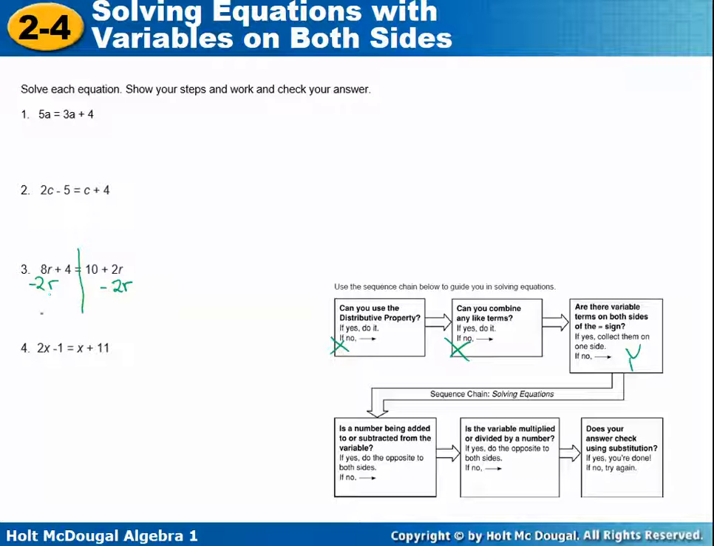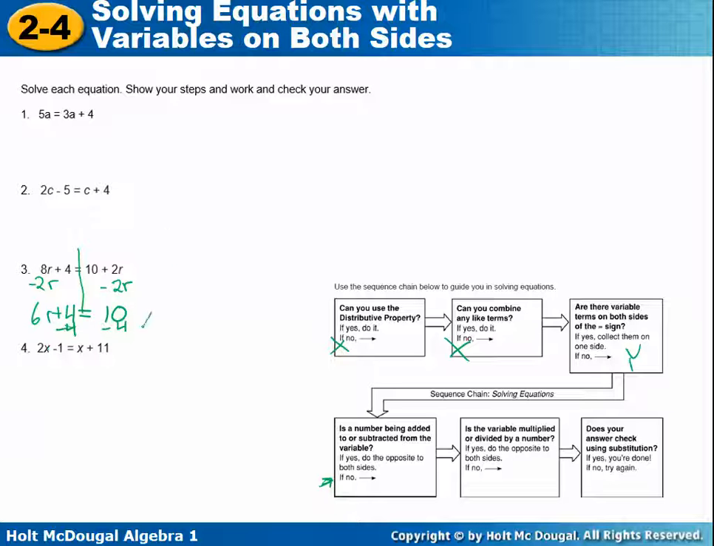So 8r minus 2r is 6r. And if I had subtracted 8r, I'd get the exact same answer. And then I have 6r plus 4 is equal to 10. Now the next step is to do this step down here, which we will have to do. Is there a number being added to or subtracted from the variable? Well, yes, we have plus 4. We have 4 being added to r. So I need to subtract 4 from both sides.